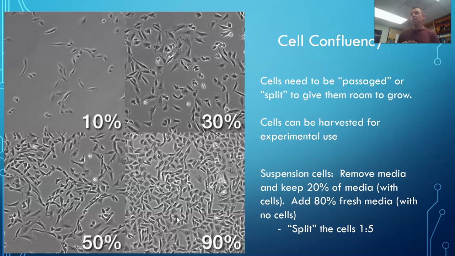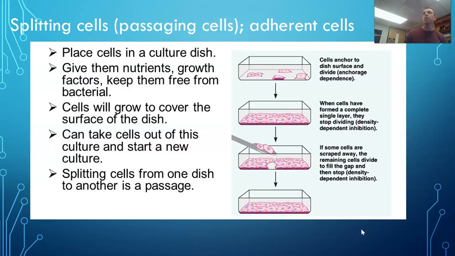So we can basically, if we take out 80% of the media, if we have 10 mils of media, we take out 8 mils, we've just taken out 80% of the cells, leaving only 20% left. If we give them fresh media, we've just split those cells 1 to 5, because now the cells left in our flask are only 1/5 of the cells that were there before. And with the fresh media, they have plenty of room to grow. They can grow up until we get high density again, and then we'll split them again, and we'll keep them growing with room to grow as well.